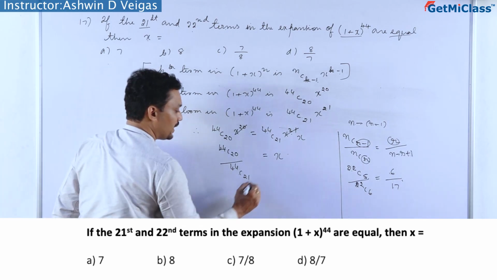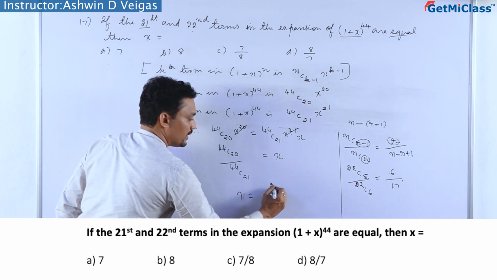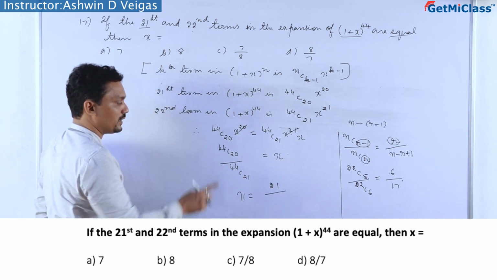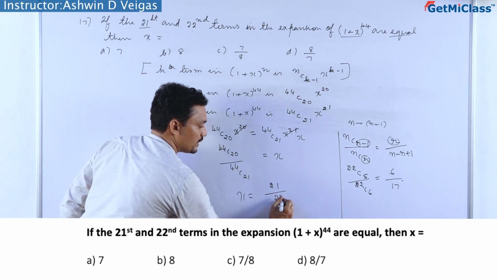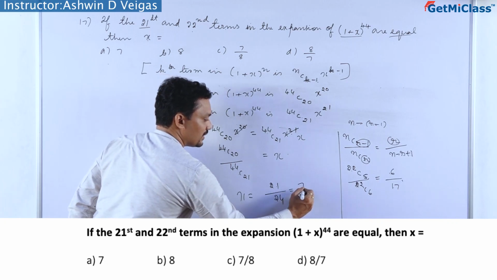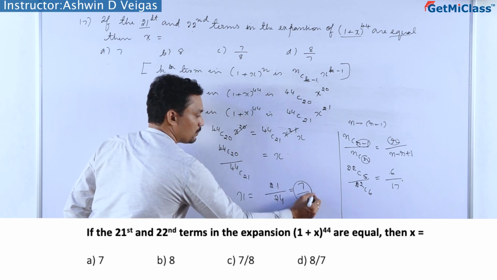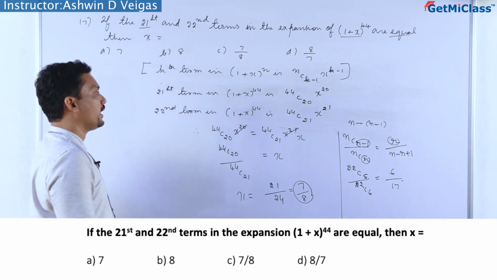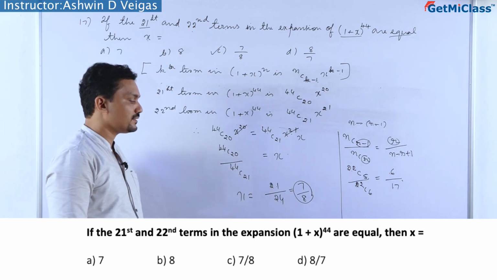So according to that, here the value of x will be 20 and 21. So 21 is bigger, divided by the difference 44 minus 20, that is 24. So here 3 you can cancel, 3 7s are 21, 3 8s are 24, therefore 7 by 8 will be the answer, and hence it is given as option C, hence option C is the answer.